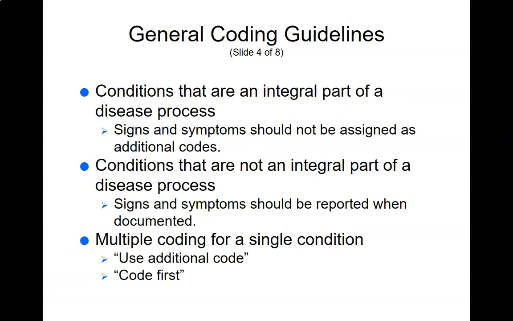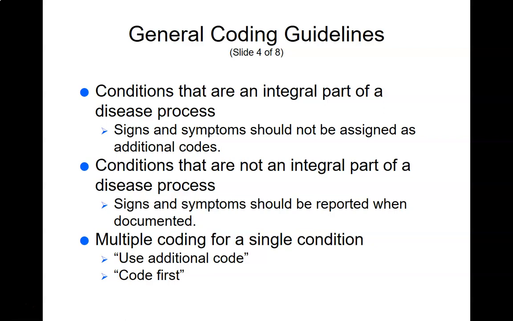Conditions that are an integral part of the disease process, so the signs and symptoms should not be assigned as additional codes. Conditions that are not an integral part of a disease process, so the signs and symptoms should be reported when documented. Multiple coding for a single condition: use additional code and code first.